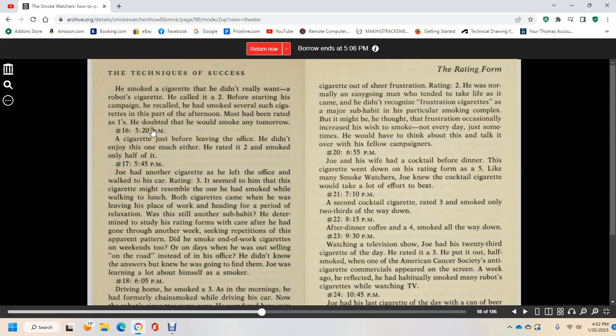Number 16, 5:20 p.m. A cigarette just before leaving the office. He didn't enjoy this one much either. He rated it 2 and smoked only half of it. Number 17 at 5:45 p.m. Joe had another cigarette just outside the office.